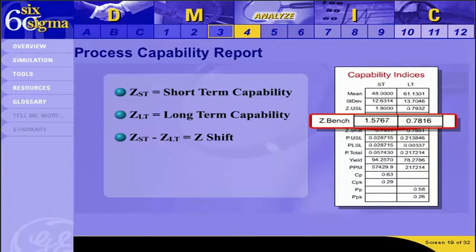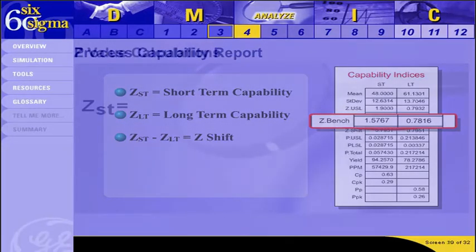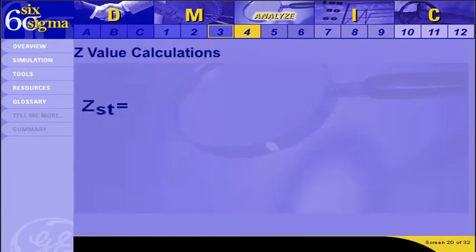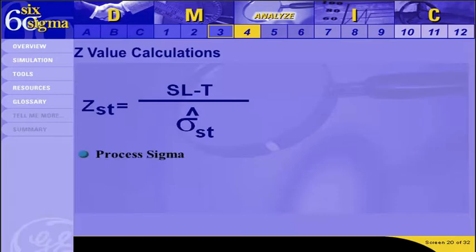For additional information on the capability indices, look for the topic in the Resources section on the left-hand menu. Click Next to see how these values are designated as Z short-term or Z sub ST. It is calculated by subtracting the target, or T, from one of the specification limits, represented here by SL. That value is divided by the short-term standard deviation. The result will be the short-term Z for that specification limit. The Z sub ST describes how precise the process is at any given moment in time. It is the value used when referring to the sigma of a process.